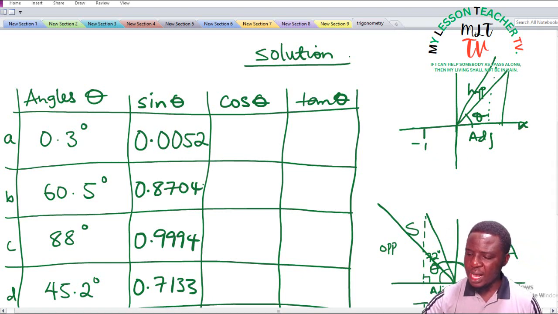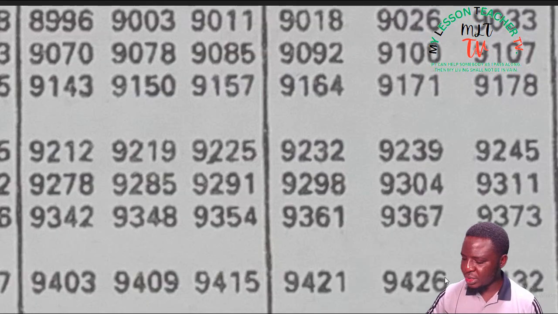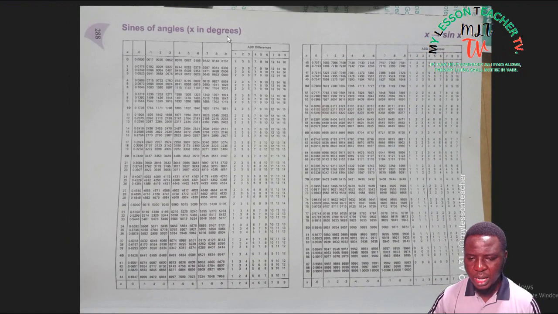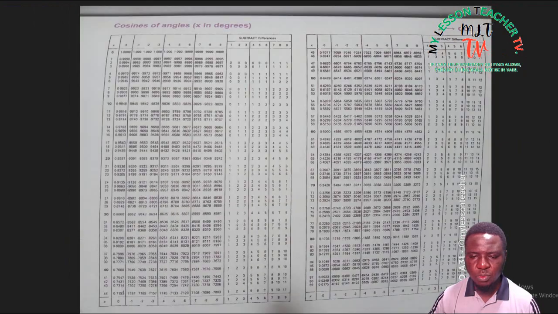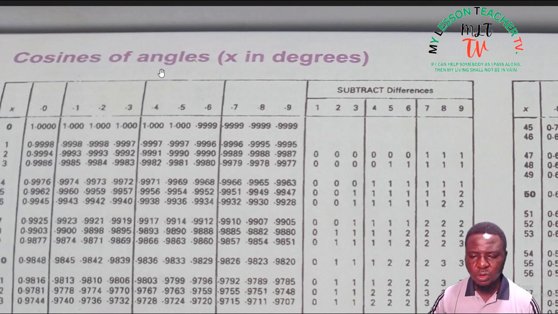So we shall look at the value of each of these angles. Cos 0.3, you have to use a different table. So this is already my sine table. I shall then make use of my cos table. So this is the cos table. You have it there, cosines of angles, where angles is in degrees. So you have the same thing as applicable in the sine table, where you have the whole number part of your angles, and then you have the fractional part appearing here.